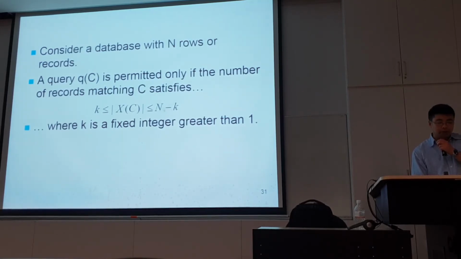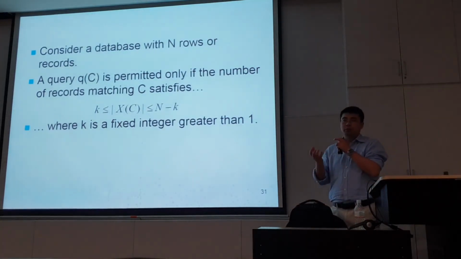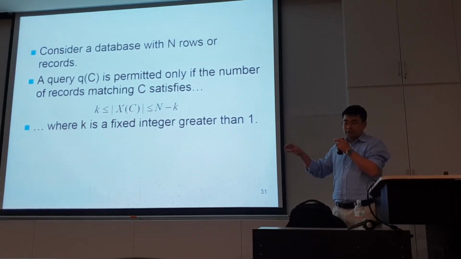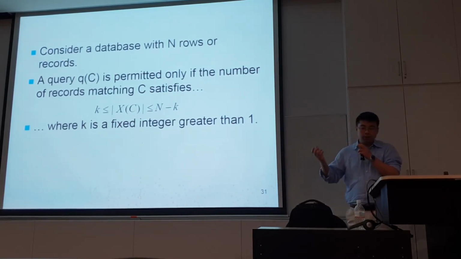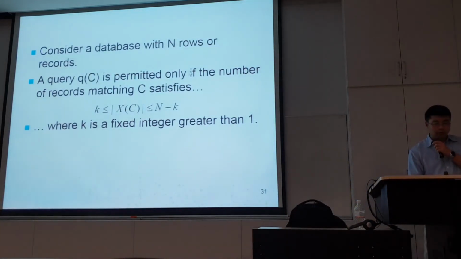So the return set should be larger than this threshold and less than n minus k. That means when you query the items, the return set should not be smaller than k, and also the remaining set, that means the set that is not returned, should also not be too small. It should also contain at least k items. So that means the queried set cannot be too large.